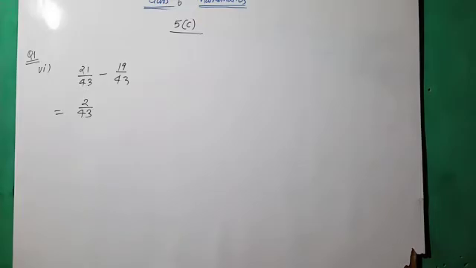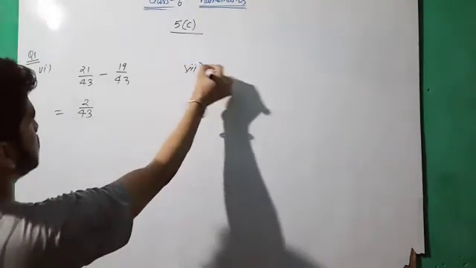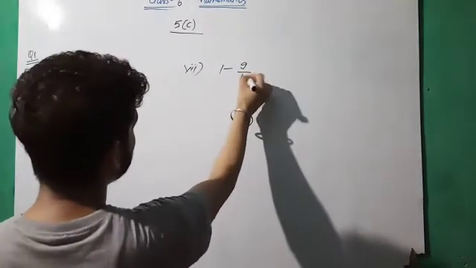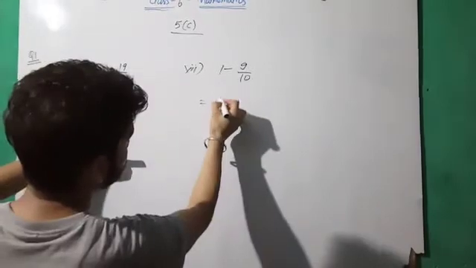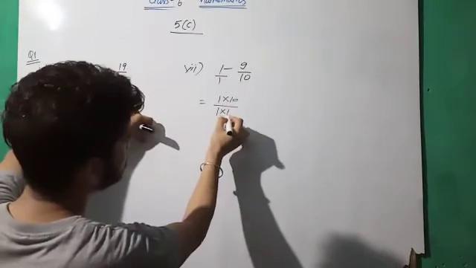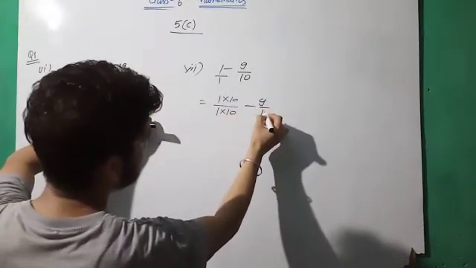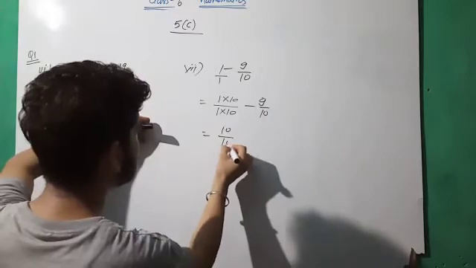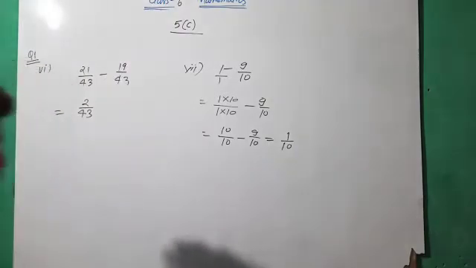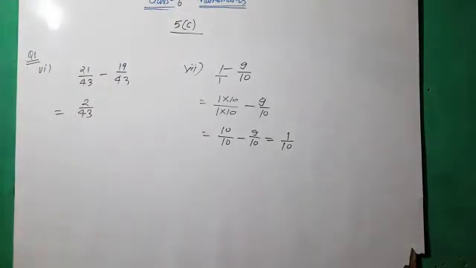Now in question number 7, we have 1 minus 9 by 10. For 1, we have to take the LCM. If you take the LCM of 1, it will be 1 by 1 and we have to multiply 1 with 10. So it becomes 10 by 10 minus 9 by 10, that will be 1 by 10 is the answer. Now similarly you have to use the same procedure in the 8th part, 9th, 10th as well as in 11th. We will discuss the 11th part.